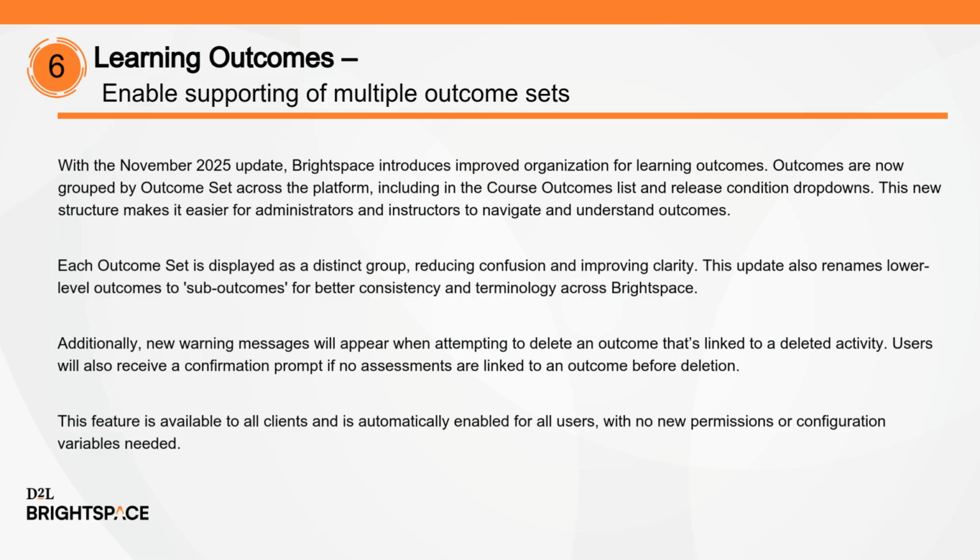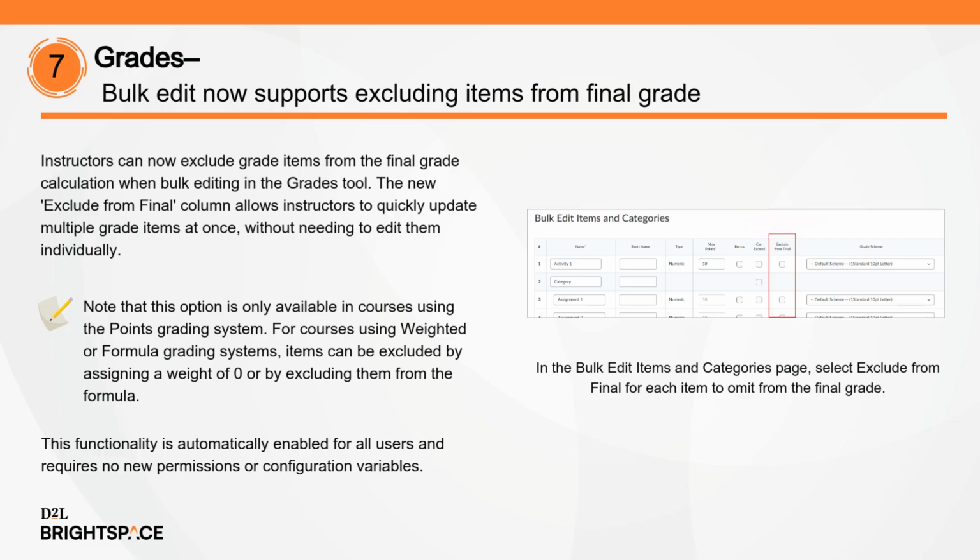Instructors can now exclude grade items from the final grade calculation when bulk editing in the Grades tool. The new Exclude from Final column allows instructors to quickly update multiple grade items at once without needing to edit them individually. This functionality was previously only available when editing grade items one by one. Now, managing large grade books is much more efficient, especially for courses using the points grading system. Note that this option is only available in courses using the points grading system.